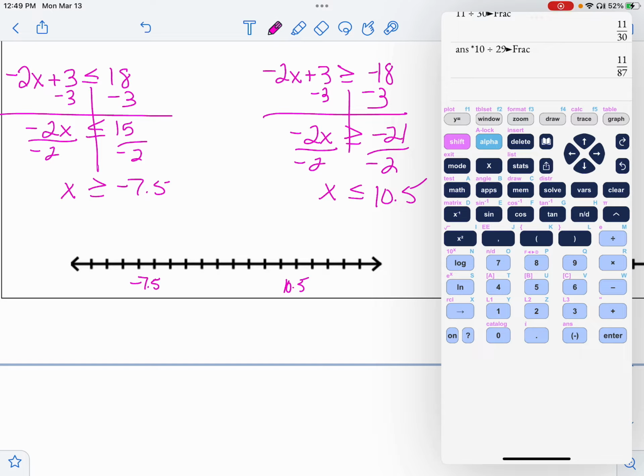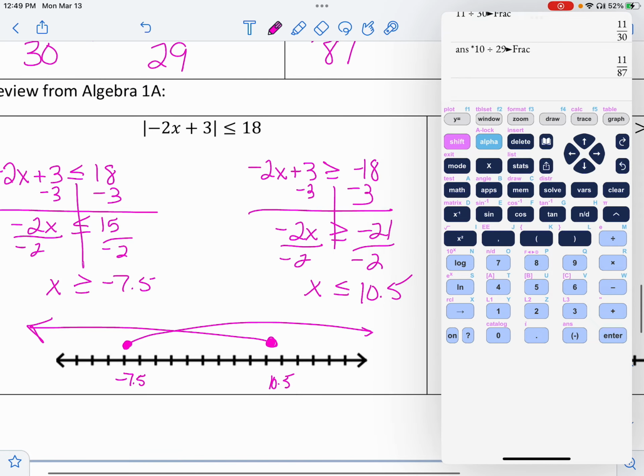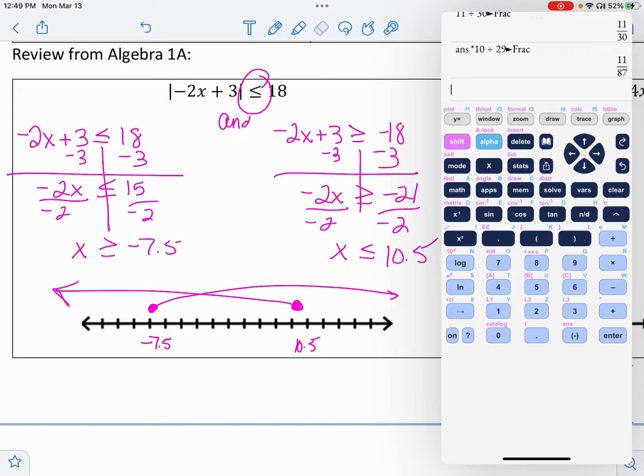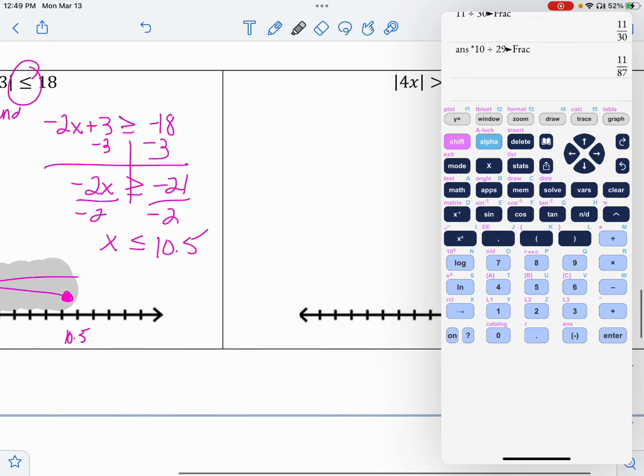You really should. Closed circle at negative 7.5. Closed circle at positive 10.5. Let's see. This one's going to be greater than or equal to that way. This one's less than or equal to this one. Now let's see. This was a less than problem, so it's an and. So my only answer is where they overlap. So the overlapping happens in this area. So only where they overlap. So anything in this area is an answer. It starts at negative 7.5 and it ends at 10.5.